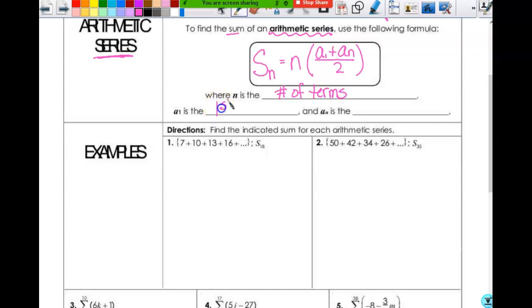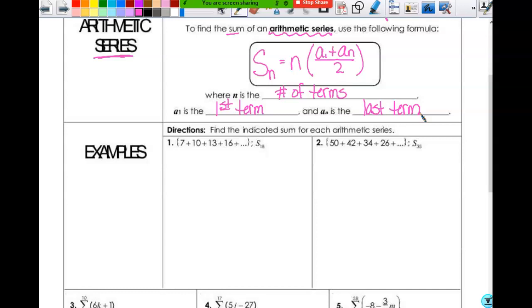A1 is the first term, and an is the last term. So although we are talking about series, doesn't mean we're 100% done with sequences, because we're actually going to have to use our sequence formulas in here.